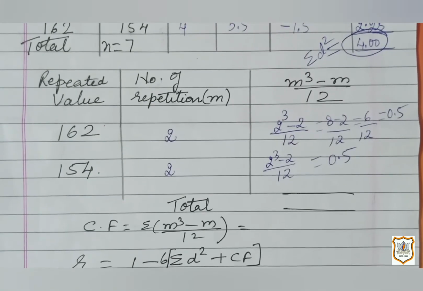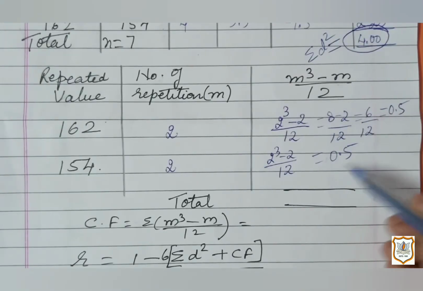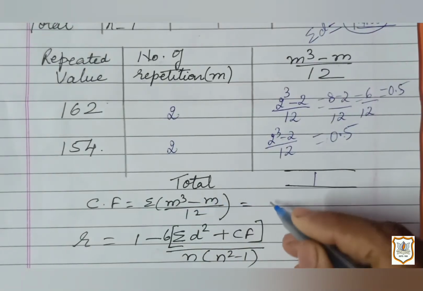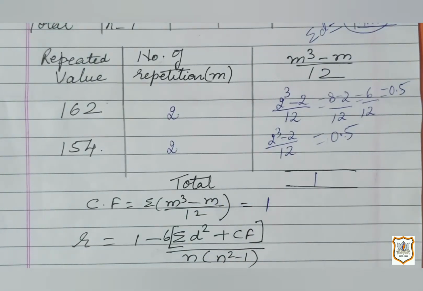Now what is the next step? Total of this is 0.5 plus 0.5. So that is 1. So this 1 which we have got, that is nothing but CF. CF is the correction factor. So CF we have got it as 1.